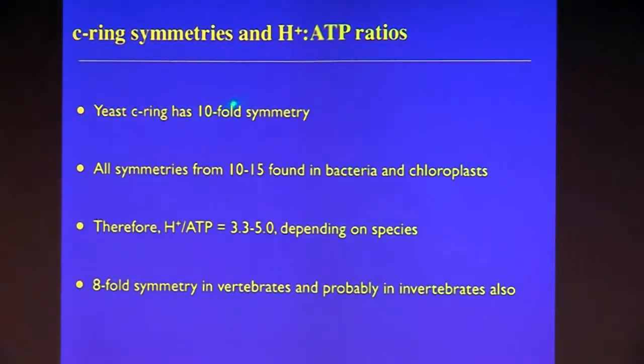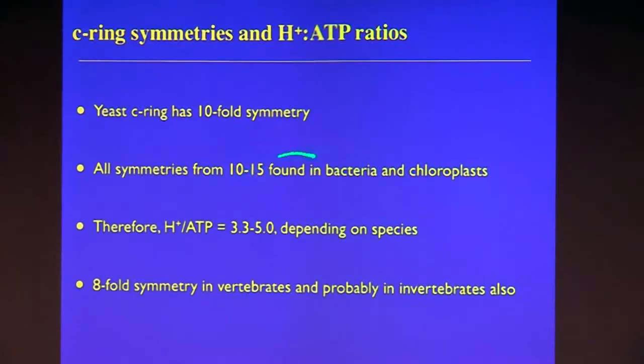Now, what we found to our surprise, in 1999, was that the yeast C ring had 10-fold symmetry. So that told us that the cost of making ATP in Saccharomyces cerevisiae was 3.3 protons per ATP. But since then, all symmetries from 10 to 15 have been found in bacteria and chloroplasts. Spinach chloroplasts have a 14-fold symmetry, so the cost of making ATP there is 14 divided by 3.